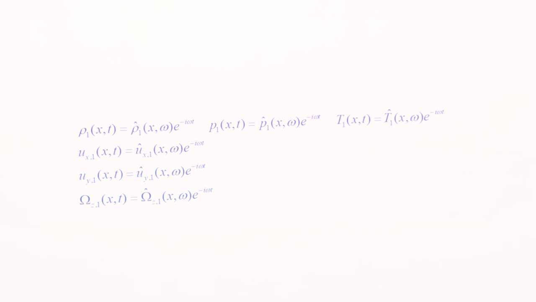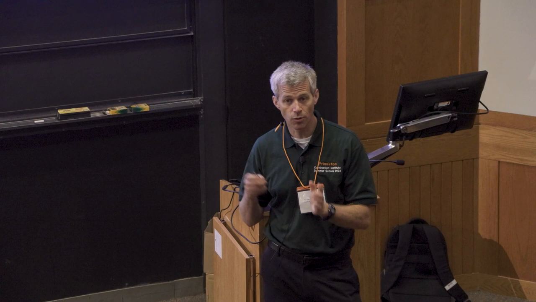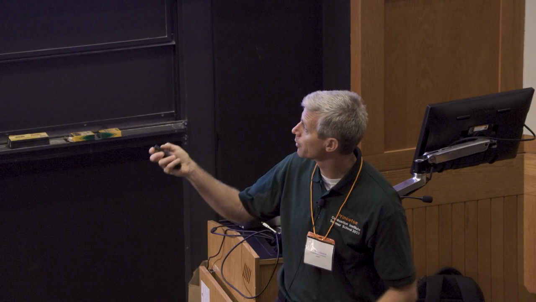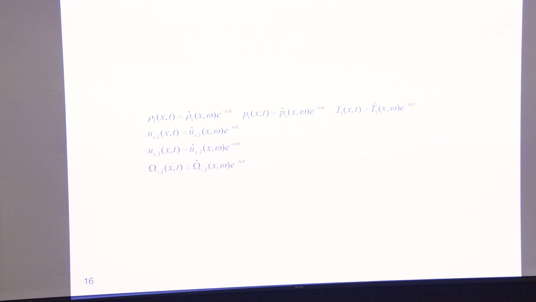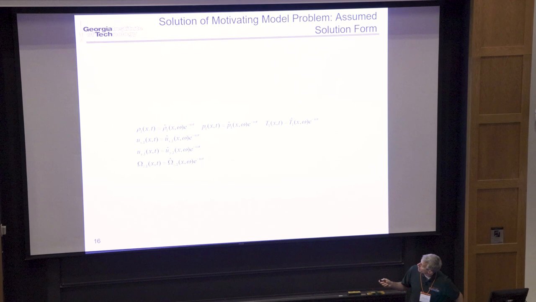Now when I substitute this assumed solution form into those equations, which before were four first order in space, first order in time, partial differential equations, I lose the temporal dependence. The time derivative just becomes minus i omega times the hatted quantity. So I end up going to a system of ordinary differential equations. In essence, I get four ODEs for four unknowns, and those unknowns are rho 1 hat, p 1 hat, ux 1 hat, and uy 1 hat.